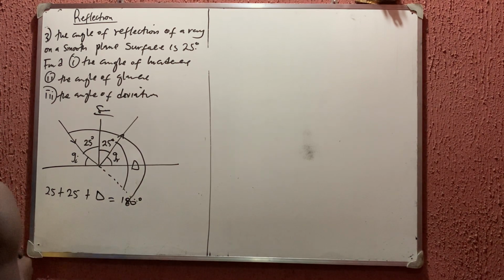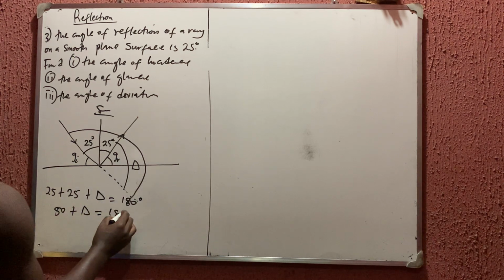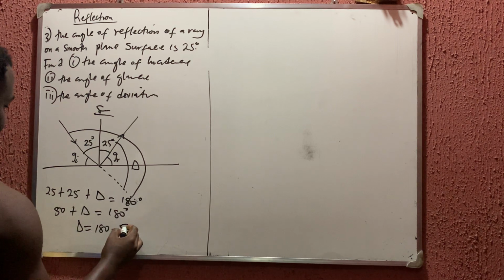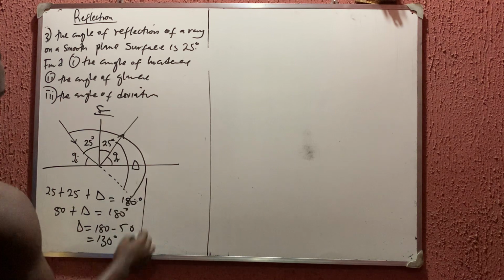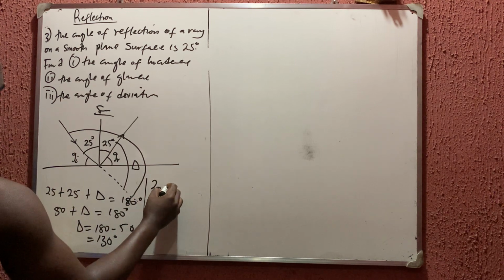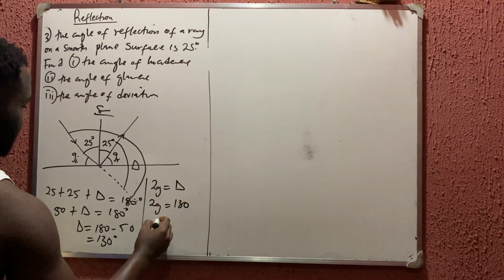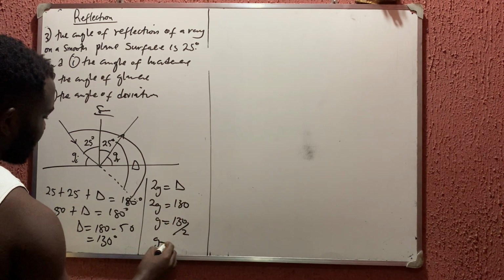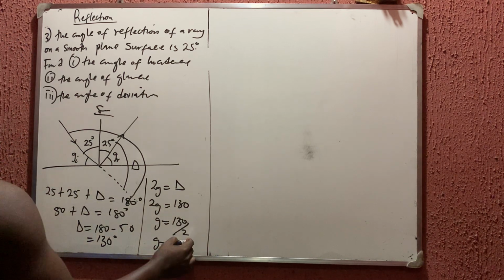So my reason is angle on a straight line. So I have that 50 plus D is equal to 180 degrees. So my D will now be 180 minus 50, which is 130 degrees. But don't forget that 2 glance is equal to my D. So 2 glance is equal to 130. So my glance will now be 130 divided by 2, which is 65 degrees.